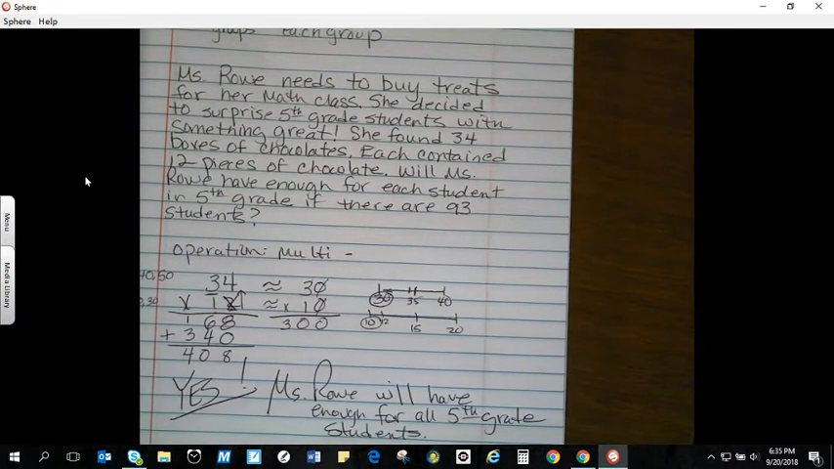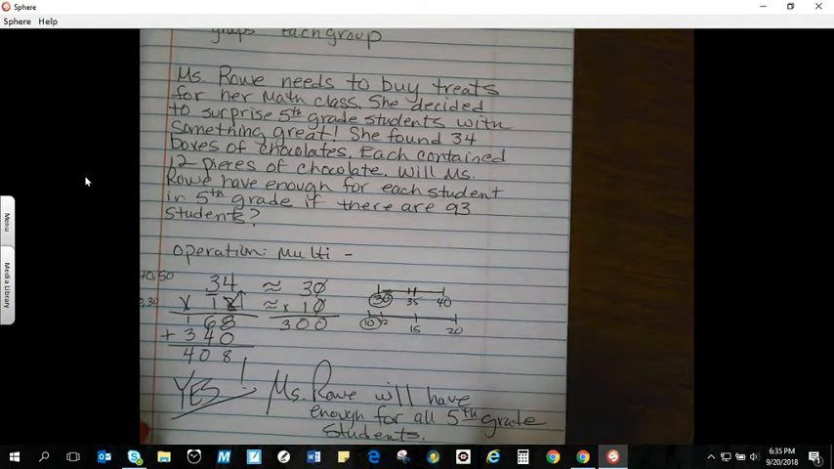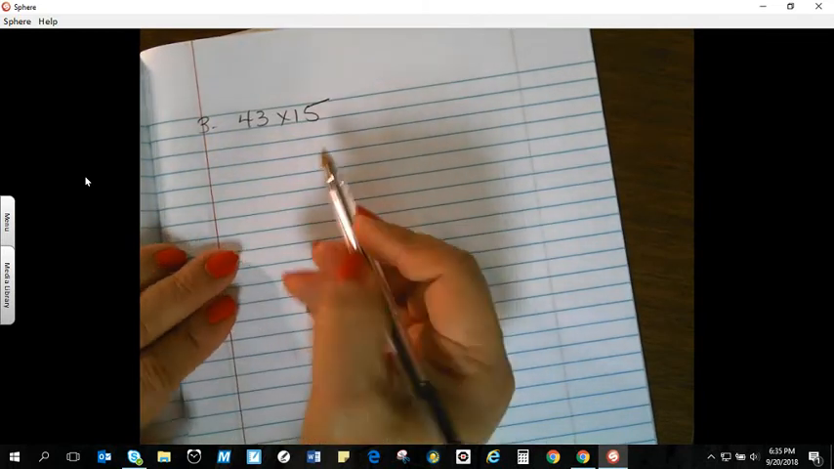And so that was just something for tonight. Number 3, let's make this a little bit simpler because I'm looking at time and I really want to make sure that you have enough time to be creative, but making it short. So my next number is 43 times 15.